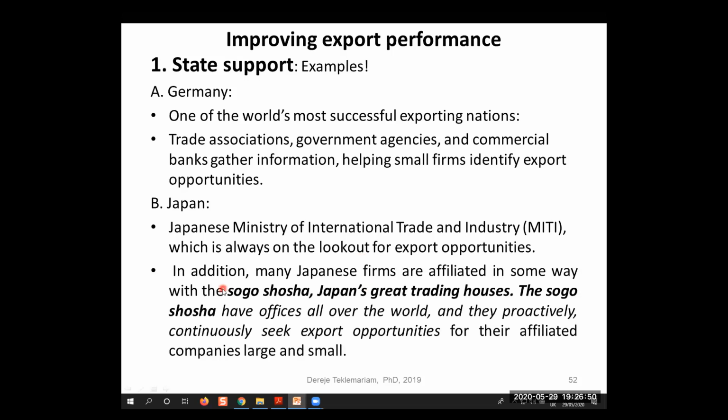In addition, many Japanese firms are affiliated in some way with the Sogo Shosha, Japan's great trading houses. The Sogo Shosha have offices all over the world, and there are embassy attachés who work with the Sogo Shosha, the Japanese embassy.